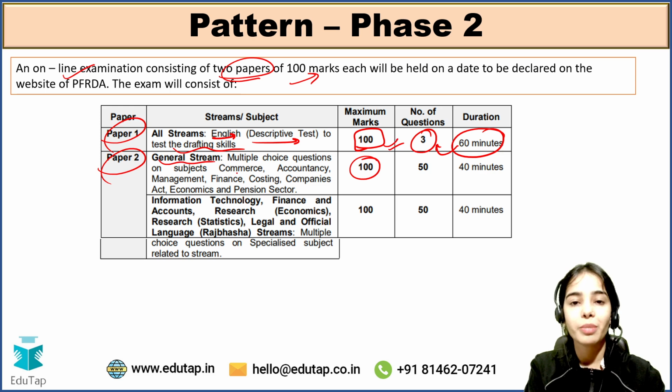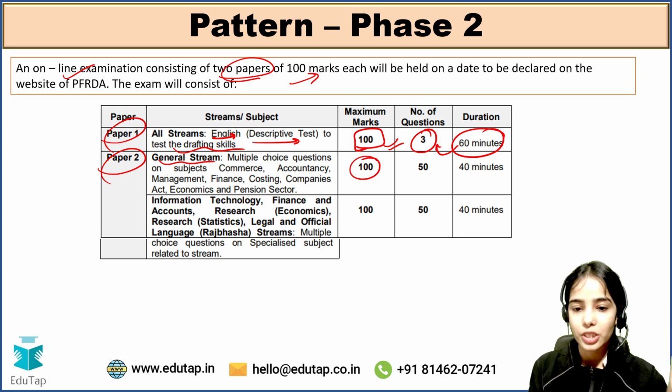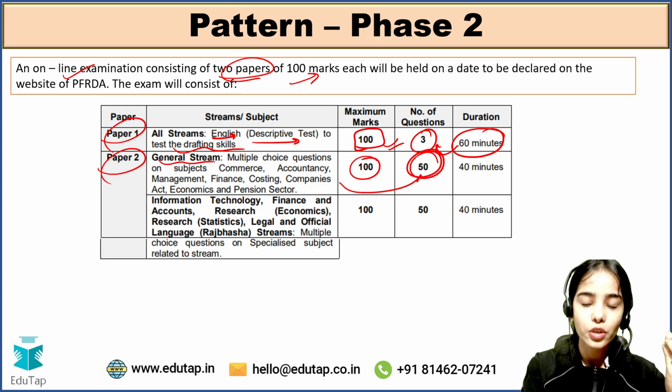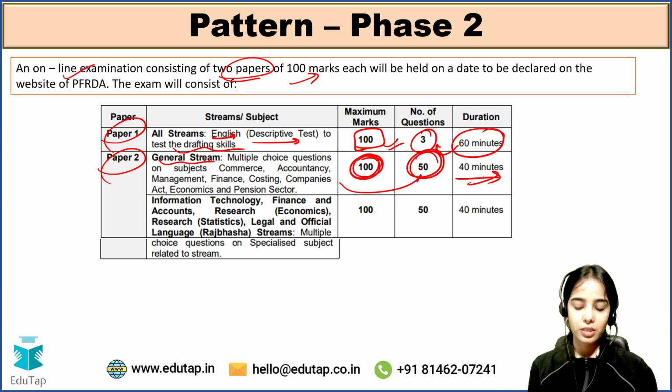For the general stream, this is MCQs on subjects like commerce, accountancy, management, finance, costing, Companies Act, economics and pension sector. You will get 50 MCQs, for which you will get 100 marks. The duration is 40 minutes. For the other streams, you can see.